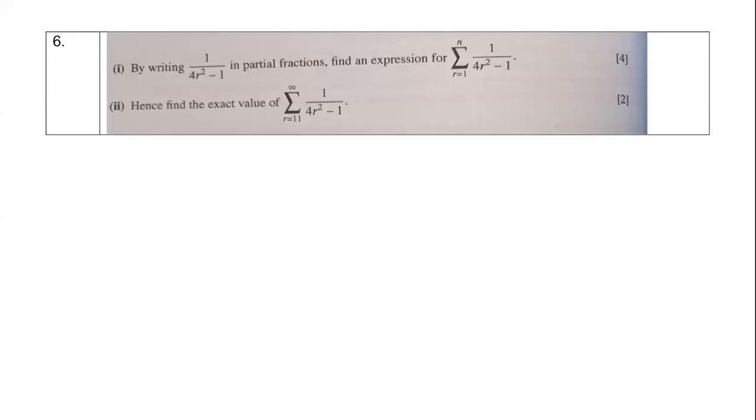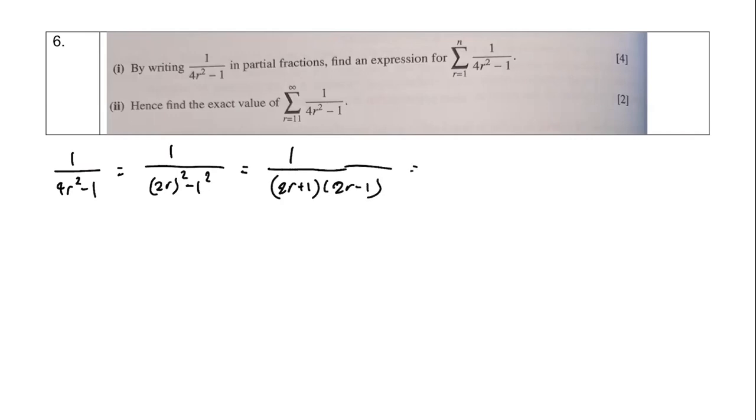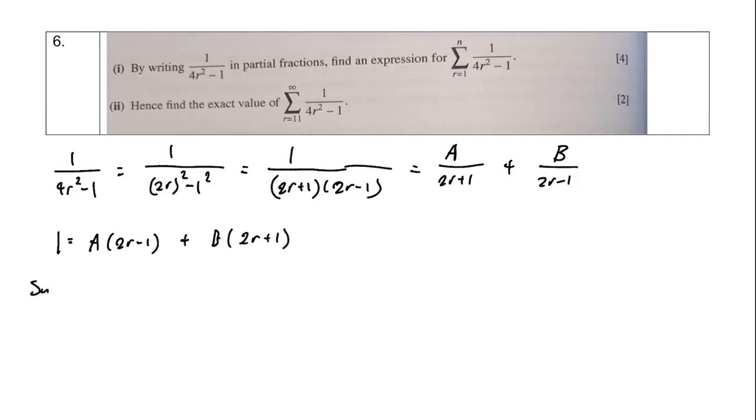Okay, question 6. By writing 1 over 4r squared minus 1 in partial fractions, find an expression for this summation. So this partial fraction, let's just split it up now. 1 over 4r squared minus 1 can be factorized as (2r) squared minus 1 squared, which is just (2r plus 1)(2r minus 1). Then you can split it up as a over 2r plus 1 plus b over 2r minus 1. Then cross multiply. You end up with 1 equals a times (2r minus 1) plus b multiplied by (2r plus 1).